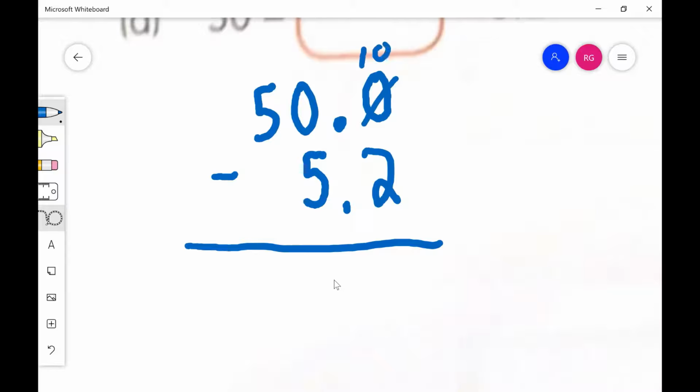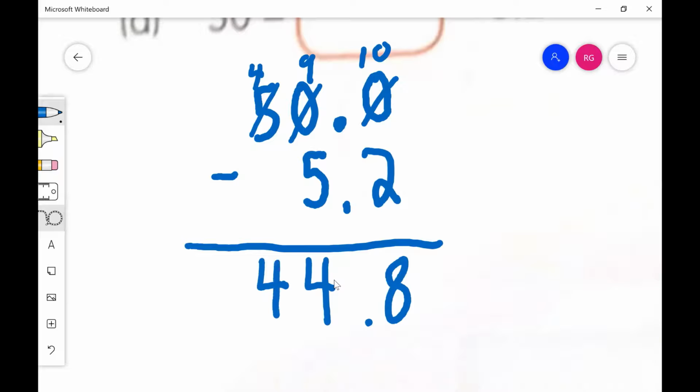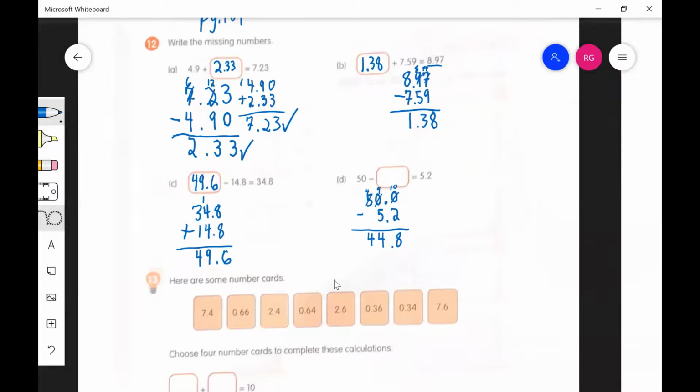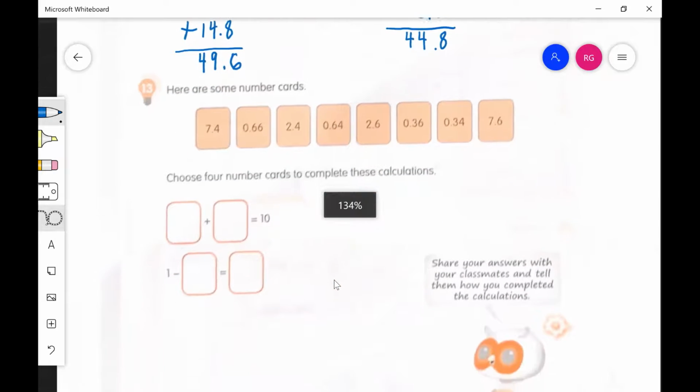This is a 10. This we borrowed from. This becomes a 9. And now we can subtract. So this is, well, we need to do that one as well. So this can be 8, and then this is 4, and this should be 44.8 here. All right, so D is correct. Those are all the answers there so far.